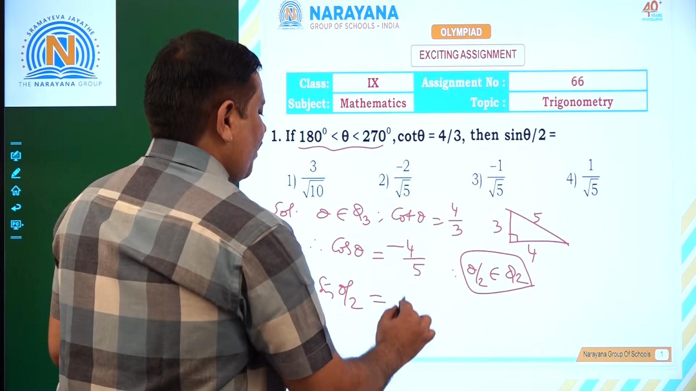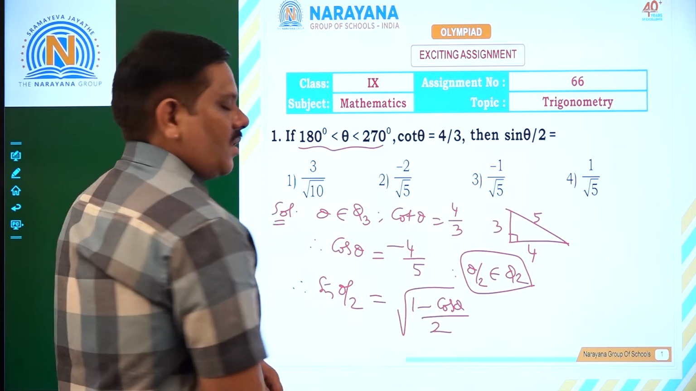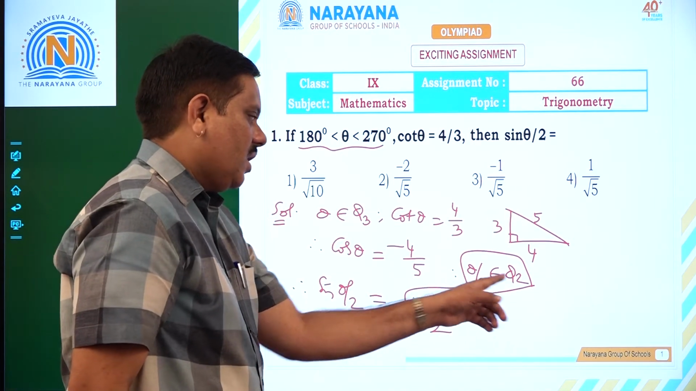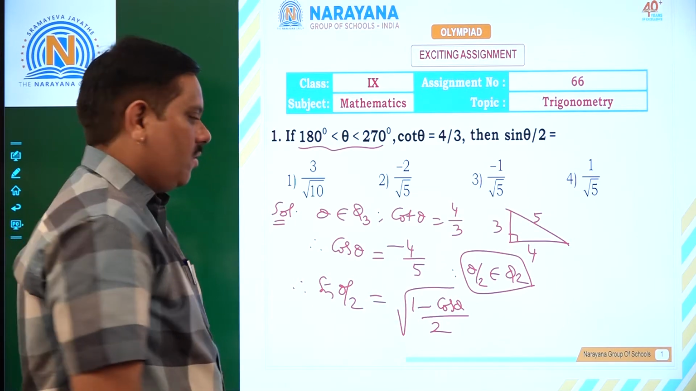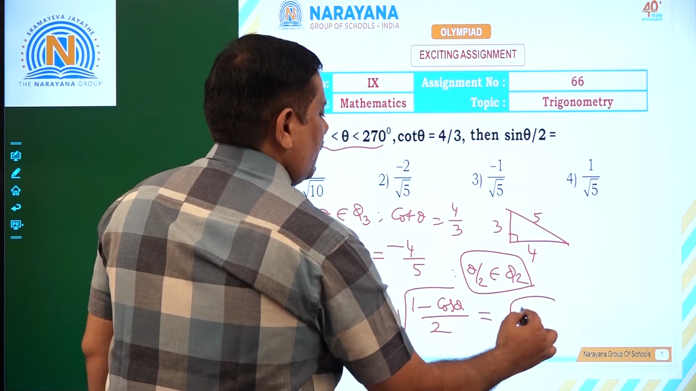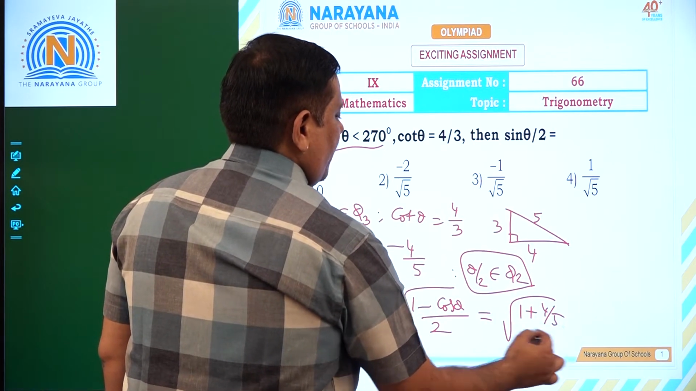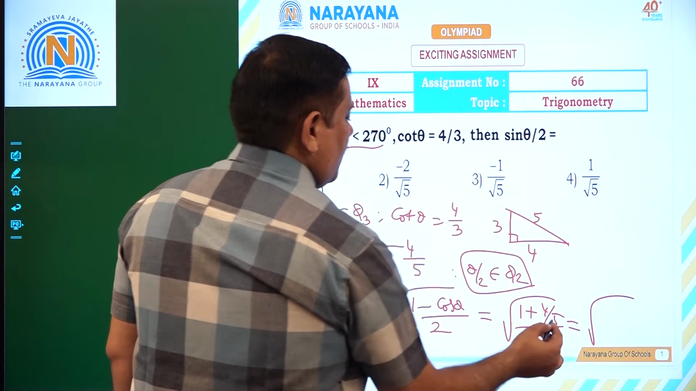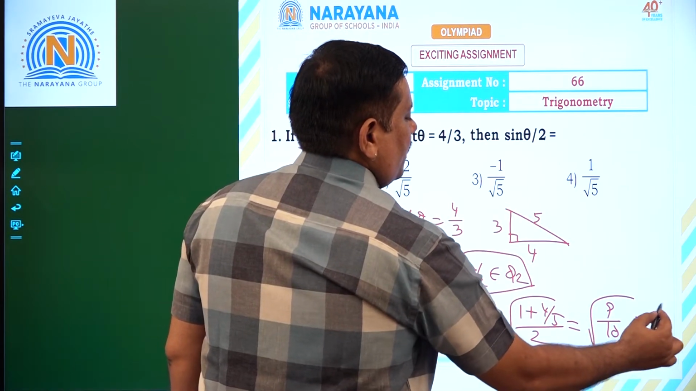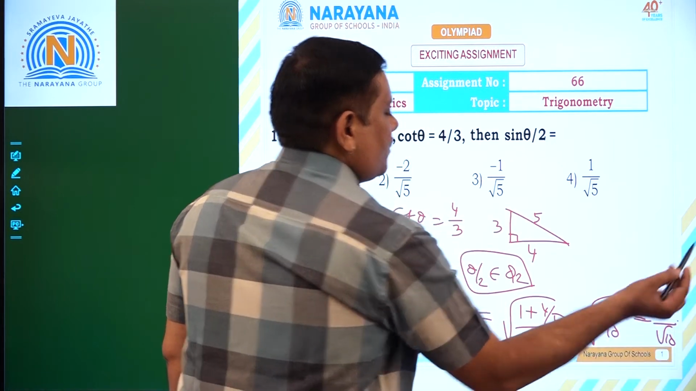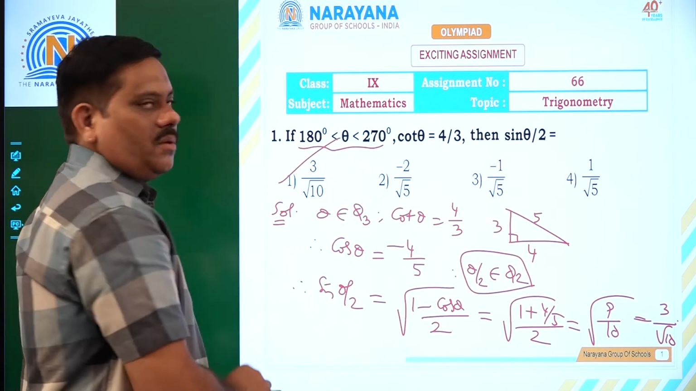So we have plus root over 1 minus cos theta by 2. As theta by 2 is in quadrant 2, sin theta by 2 is positive, so we take plus root over 1 minus cos theta by 2. That is root over 1, cos theta is minus 4 by 5, so plus 4 by 5, by 2. Let's simplify this. 5 plus 4, that is 9 upon 10. So root 9 by 10 is nothing but 3 by root 10. The value of sin theta by 2 is 3 by root 10, which is the first option.